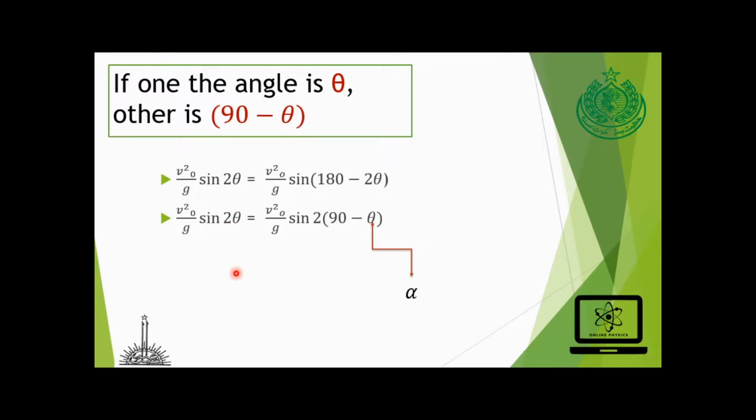It means that if the projectile is launched with an initial angle of 30 degrees and we get a range of 40 meters, then the same 40 meters we will get at another possible angle, which is 90 minus theta, 90 minus 30. So this will become 60. So at 30 degrees and 60 degrees angle of launch or angle of projection, we will get the same range. So this is the point to remember.